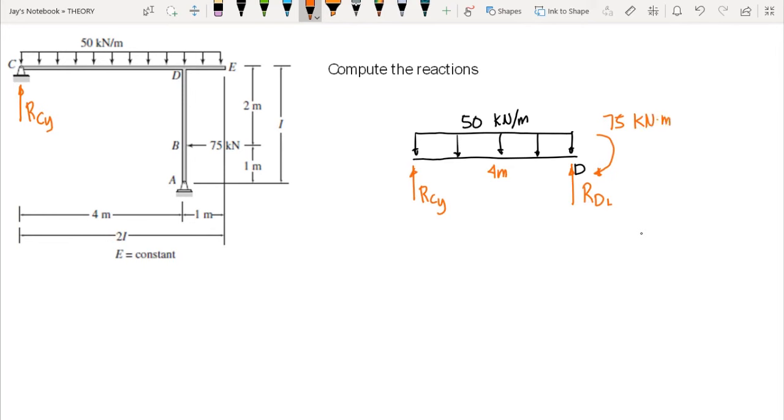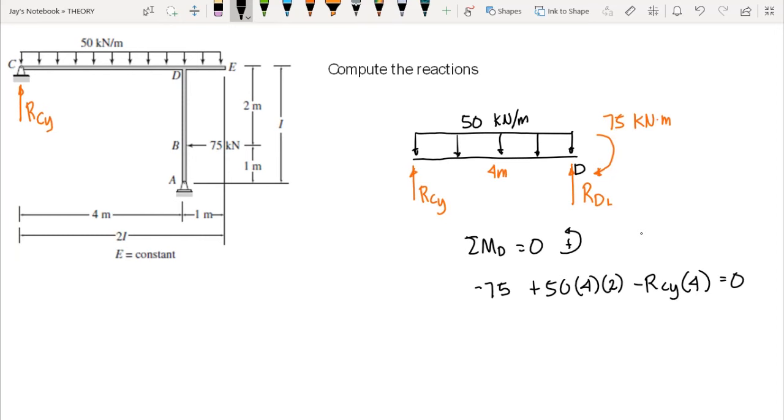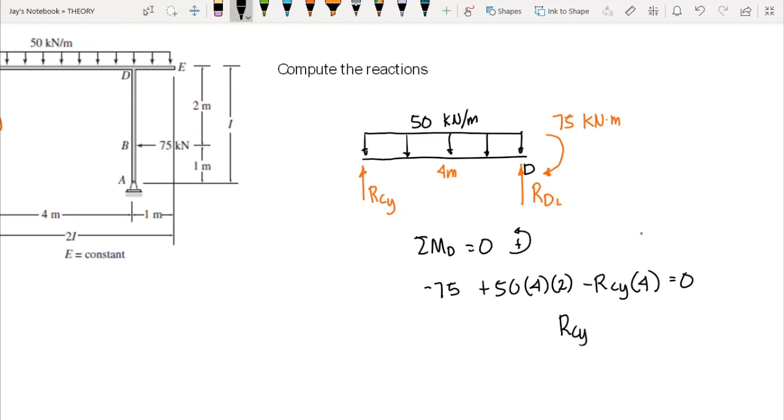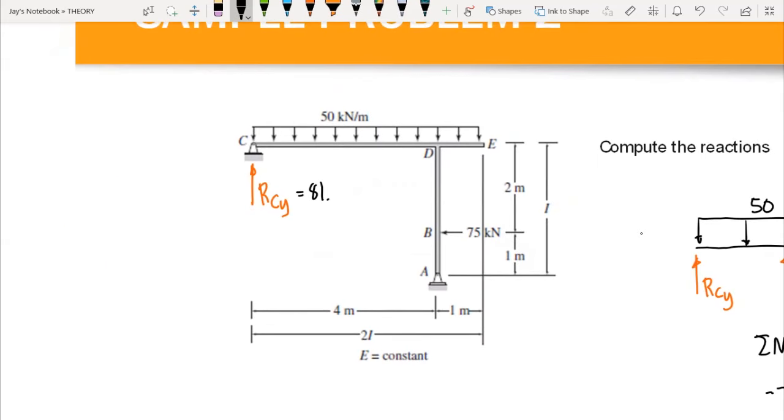Okay, so we can sum up moment at D. So we have summation of moment at D equal to 0. Counterclockwise moments are positive. So we have negative 75 plus 50 times 4 times 2, then we have minus RCY times 4, and this equals 0. And this would give us RCY equals 81.25 kilonewton. So we have here 81.25 kilonewton.